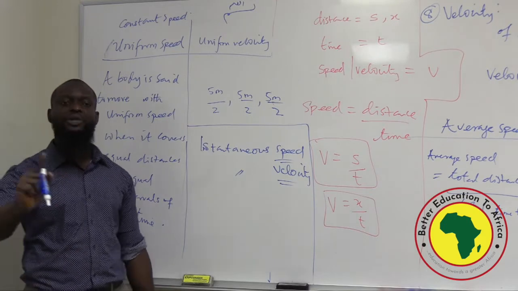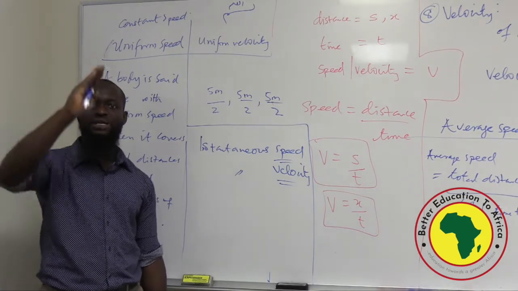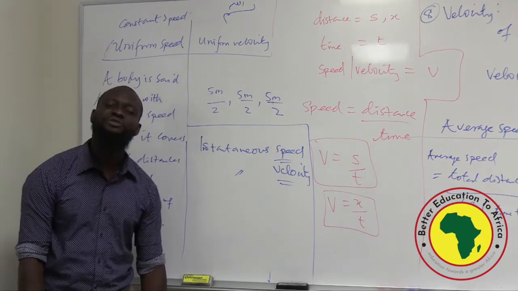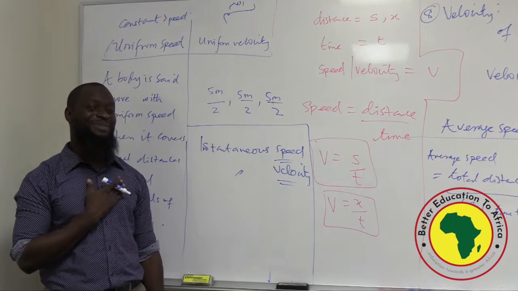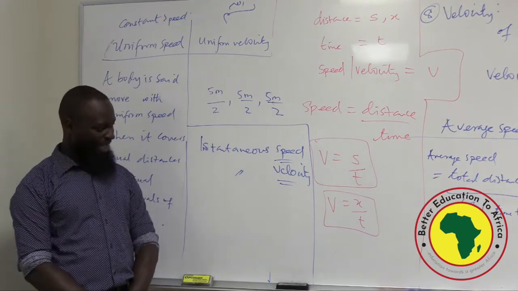So your speedometer actually gives you instantaneous speed. Every time you look at the speedometer, it tells you the speed at that particular time while you are running. Is that okay? A speedometer doesn't give you average speed. You have to calculate average speed by yourself. It just gives you a speed at a time. Is that okay? Okay.